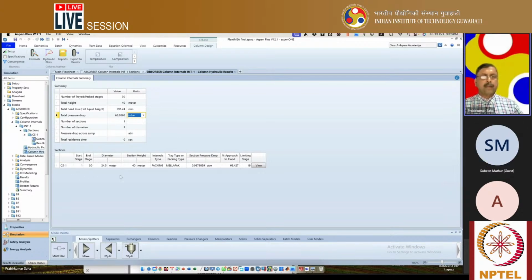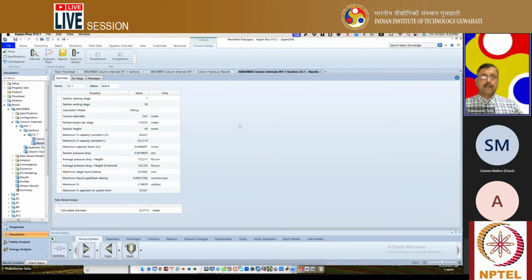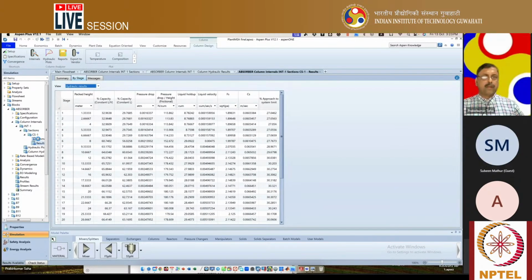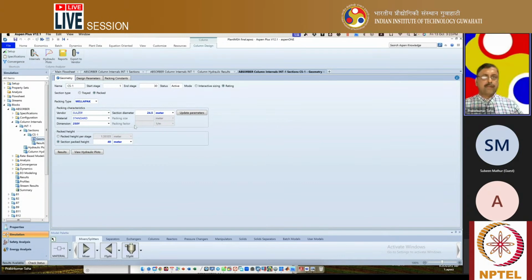And then this is the diameter and section height, and here you can view the sections. Okay, not this one, I wanted to show you something else. Oh, geometry. Yeah, here you will find geometry. So it is a stage-wise size. This is what I wanted to show.